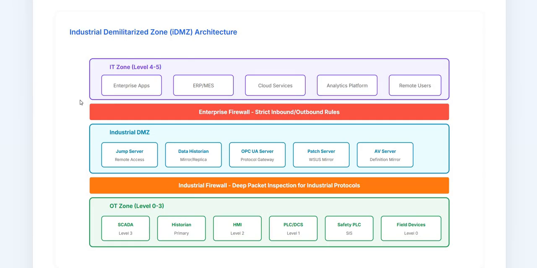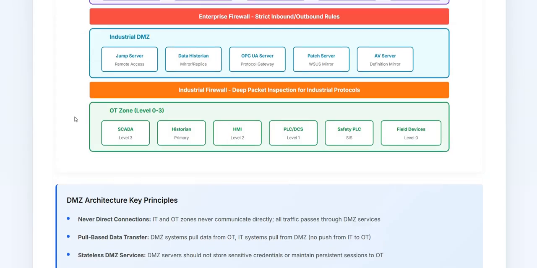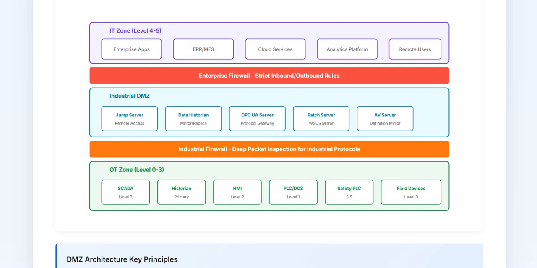And the IT zone here, you see enterprise applications, planning systems, analytics platforms, cloud services, and remote users. These systems move fast, update often, and expect flexible access. That expectation stays contained in this zone. Okay, and the enterprise firewall. Now pause at the red firewall line. This firewall enforces strict direction and strict rules. Nothing passes freely. Every allowed connection is deliberate, locked, and narrow in scope.